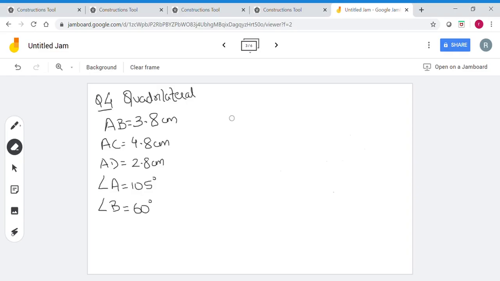Hi guys, let's move on to the next question. Question number 4. It says some dimensions are given. Let's first draw a rough diagram, which is mandatory. So AB is given as 3.8 and angle A is given as 105. Perfect. So this is 105 degrees.